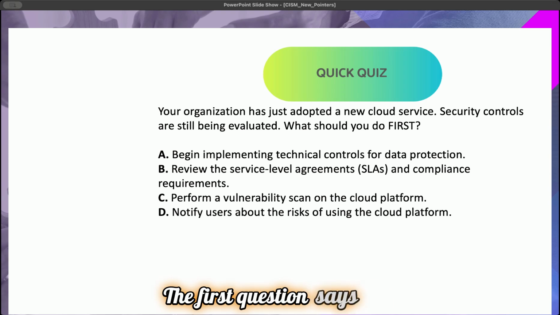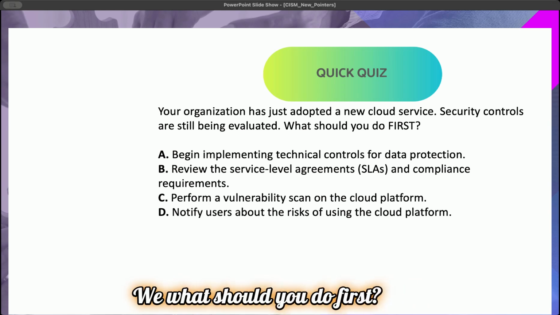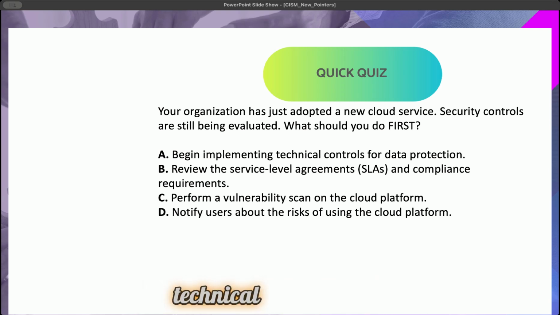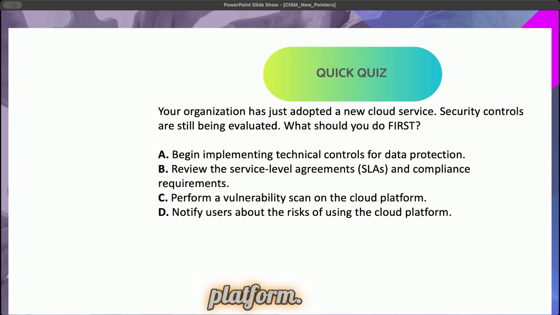The first question says, your organization has just adopted a new cloud service. Security controls are still being evaluated. What should you do first? Option A, begin implementing technical controls for data protection. Option B, review the service level agreements, SLAs, and compliance requirements. Option C, perform a vulnerability scan on the cloud platform and notify users about the risks of using the cloud platform.